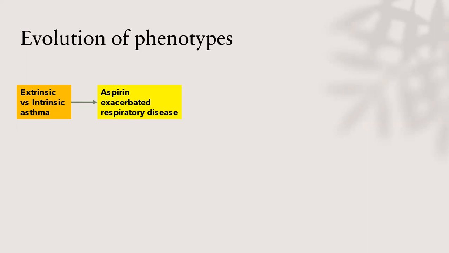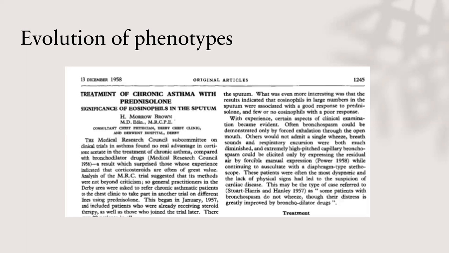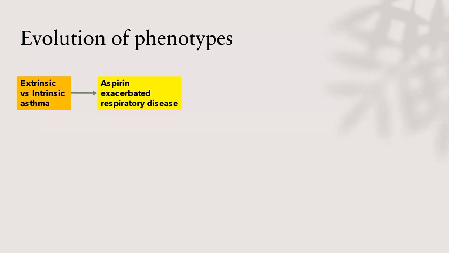And then following that, this was in the 1950s, the first time they started to identify the association of sputum eosinophils and predicting response to corticosteroid therapy. So they started to notice that those patients with sputum eosinophilia tended to respond better to corticosteroids versus those who did not have that. So then we had another phenotype developed. So far we're starting to branch out in our understanding of asthma.